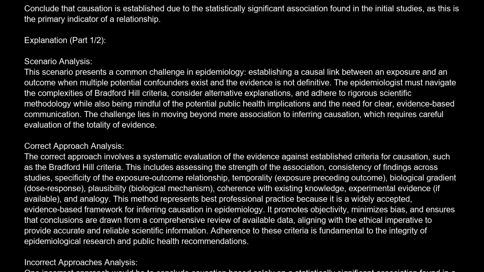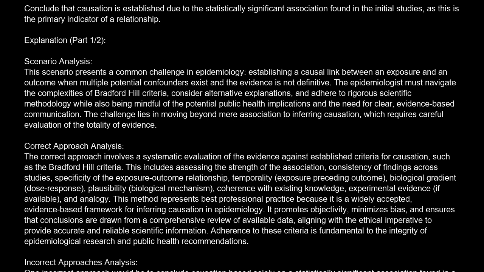Correct answer is B. Conclude that causation is established due to the statistically significant association found in the initial studies, as this is the primary indicator of a relationship. Explanation. Scenario analysis. This scenario presents a common challenge in epidemiology: establishing a causal link between an exposure and an outcome when multiple potential confounders exist and the evidence is not definitive.